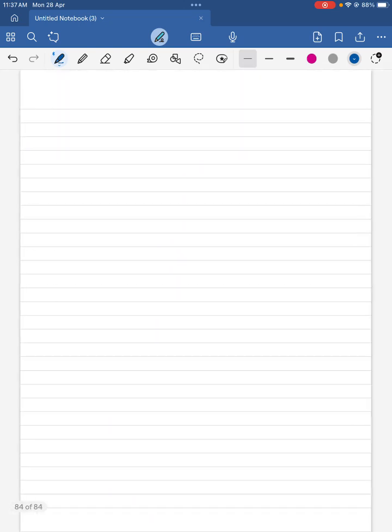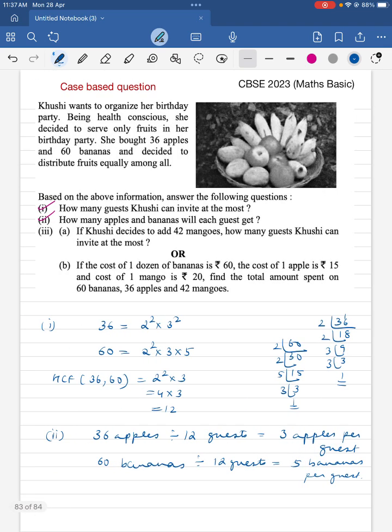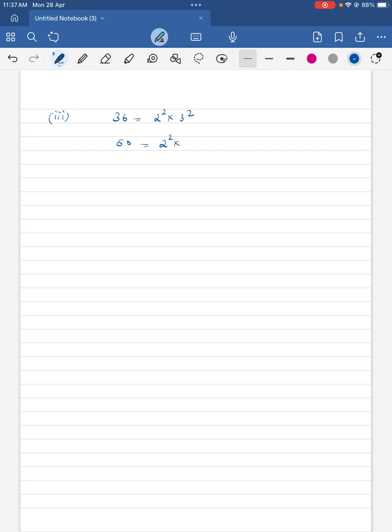Okay, 36 we already found out was 2 squared times 3 squared. 60 was 2 squared times 3 times 5. Now we just need to prime factorize 42. Okay, 42 is 2 times 3 times 7.